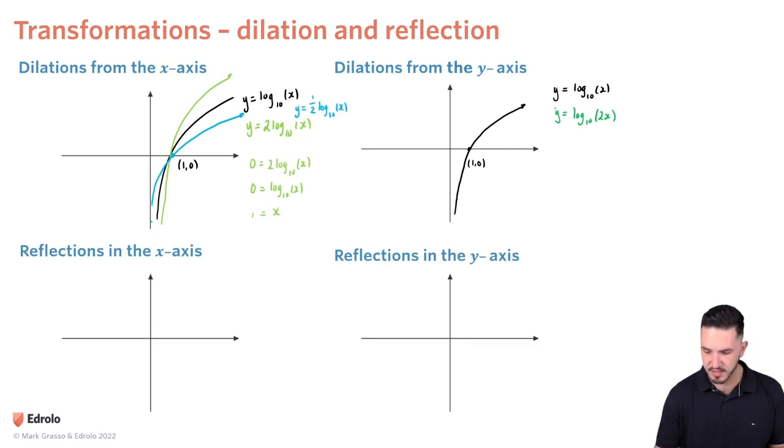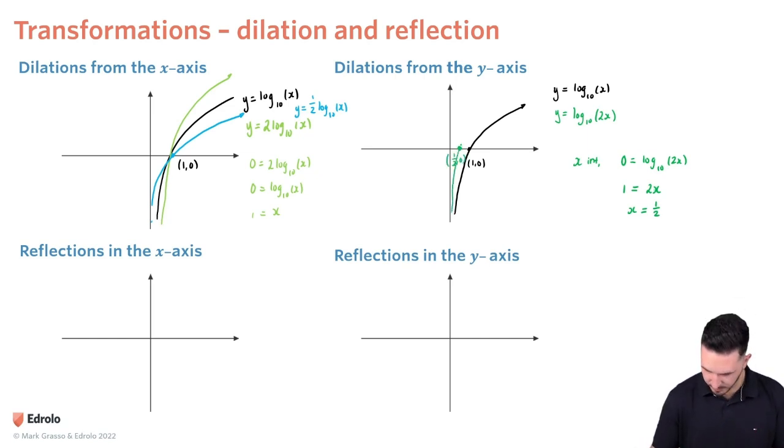So in this instance, we're not necessarily going to have the same intercept. The reason for that is because the number is inside of the argument, so that 2 is inside our argument, whereas when we have a dilation from the x-axis, that 2 was outside. So if we look at our x-intercept, we have 0 equals log 10 of 2x. Taking 10 to the power of both sides, 10 to the power of 0 is 1. So we have 1 equals 2x, and finally, x equals a half.